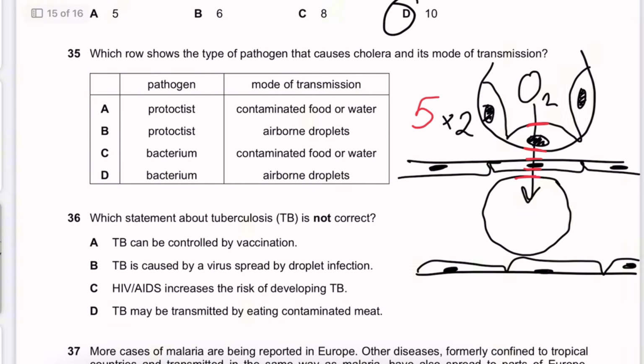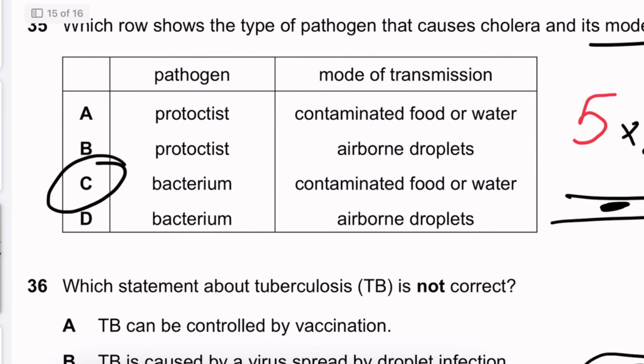Which row shows the type of pathogen that causes cholera and its mode of transmission? Cholera is caused by Vibrio cholerae, a bacterium. Mode of transmission, contaminated food or water. Definitely, cholera is a foodborne infection.